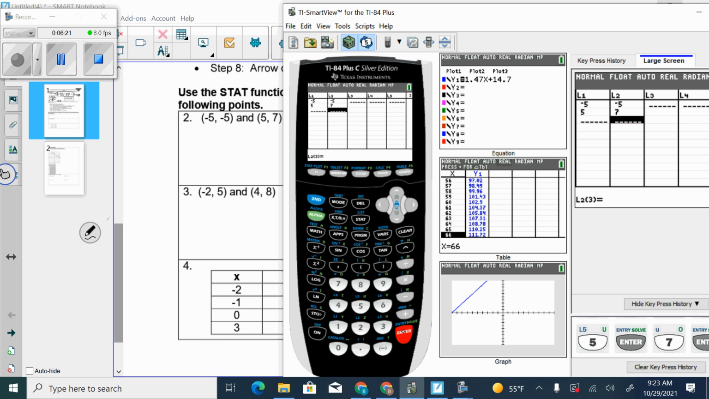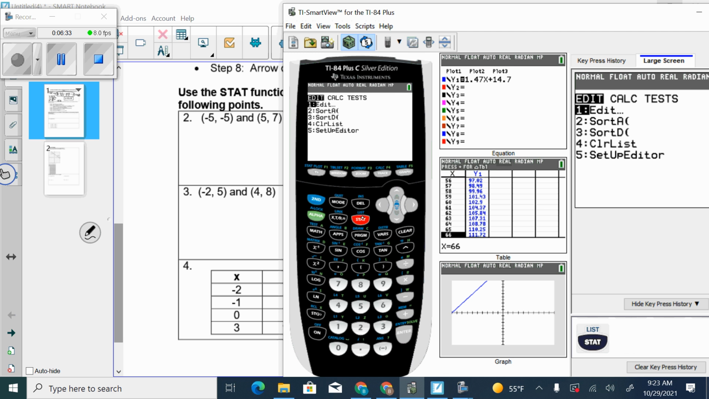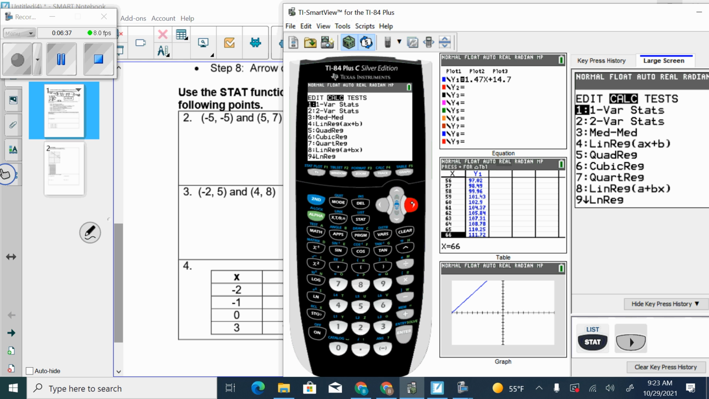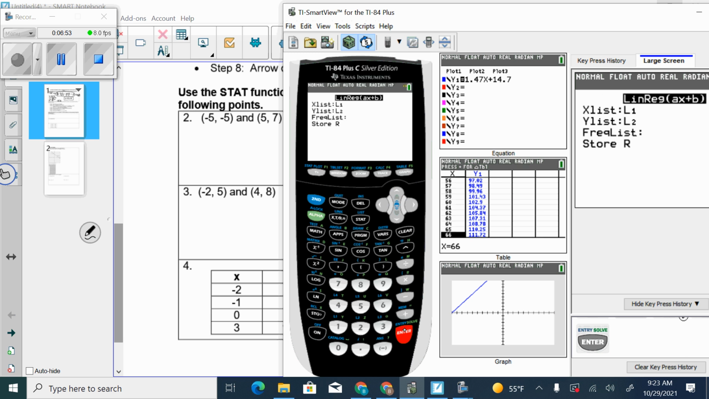Okay, once we have everything typed into our lists, it says that we then need to press Stat again. So go back to that button, Stat. This time arrow over to where it says Calc, and it says we're going to choose number 4. It says linear regression. Oops, went past it. Number 4 that says linear regression ax plus b. Alright, and then we press enter to choose it.